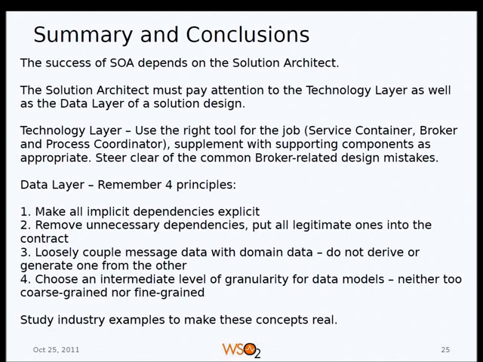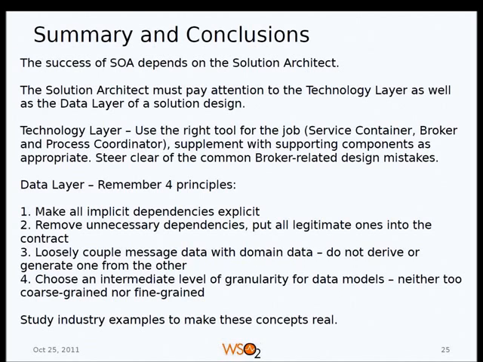Make your implicit dependencies explicit. Put them in a contract. Remove unnecessary dependencies whenever you can. Loosely couple your message data with domain data. Don't derive one from the other. Map them. And choose an intermediate level of granularity for data models, neither too coarse-grained nor too fine-grained. And we had a couple of vertical industry segment examples that we saw to make the concepts real.